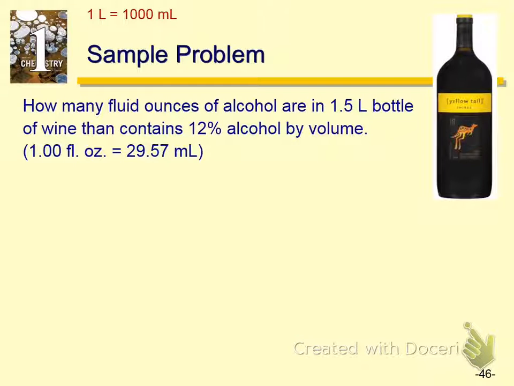Sometimes we use percentages that are given to us in the problem. This one says, how many fluid ounces of alcohol are there in a 1.5 liter bottle of wine that contains 12% alcohol by volume? Okay, by volume. So here's what we're going to do. Where are we going to start? Where do we start the problem?